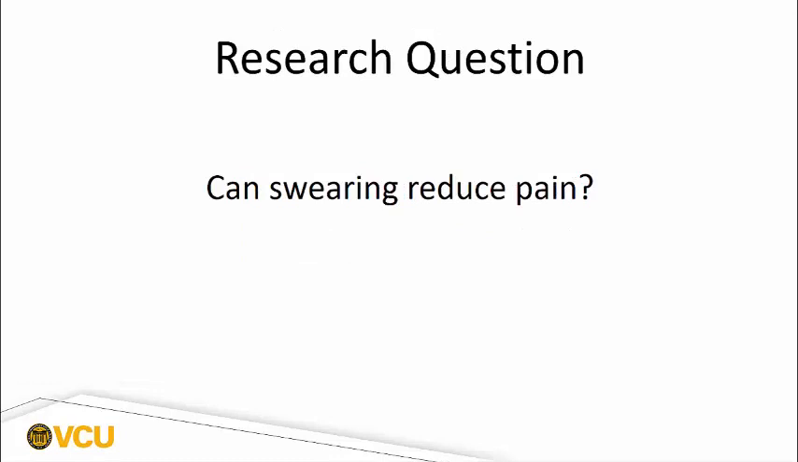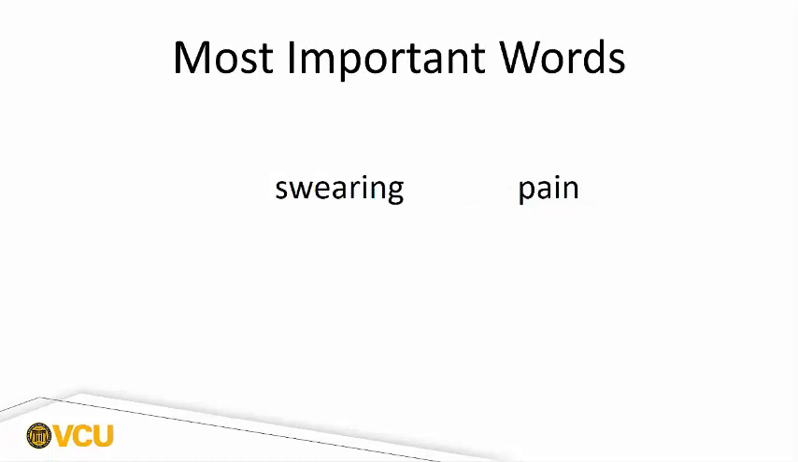So let's say, for example, you've got a research question about whether or not swearing, like cursing, can reduce pain. The first thing you want to do is to identify the most important words in that research question and eliminate everything else. So in this case, swearing and pain are the most important words here. Once you've done that, spend some time thinking about some additional search terms. For example, how might someone else describe the same concepts, swearing and pain? You can start by thinking of synonyms or related terms for each of these most important words.